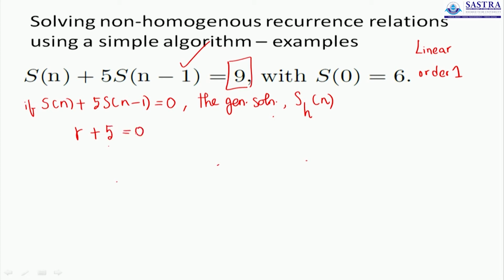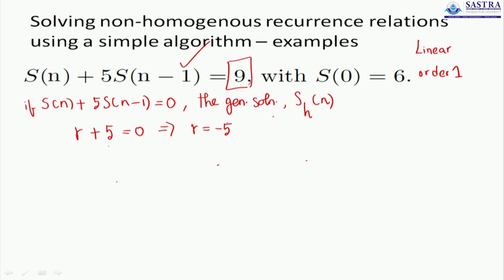You know why it is r? Because the order is 1. Therefore, you start with the highest power of r as 1. The first term is r to the power of 1, the second term is r to the power of 0, which is just 5. So, we have r plus 5 is equal to 0. So, the value of r can be easily obtained as minus 5.